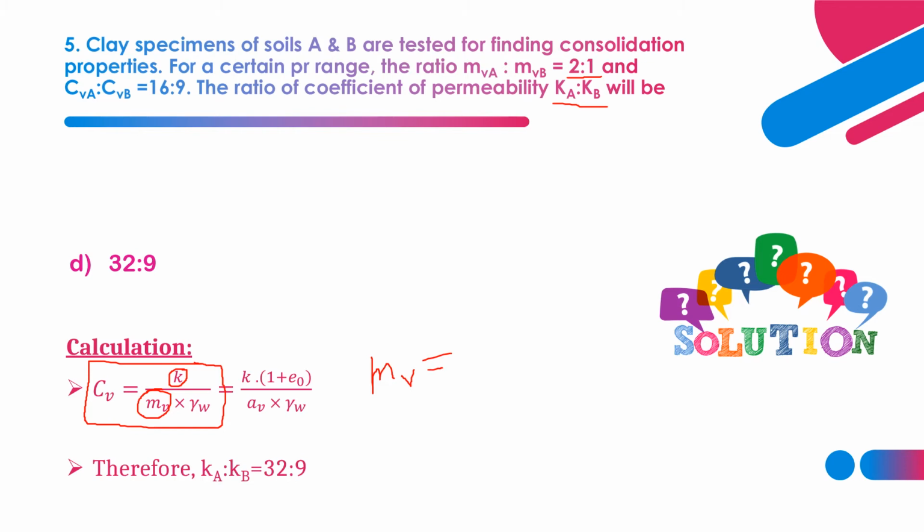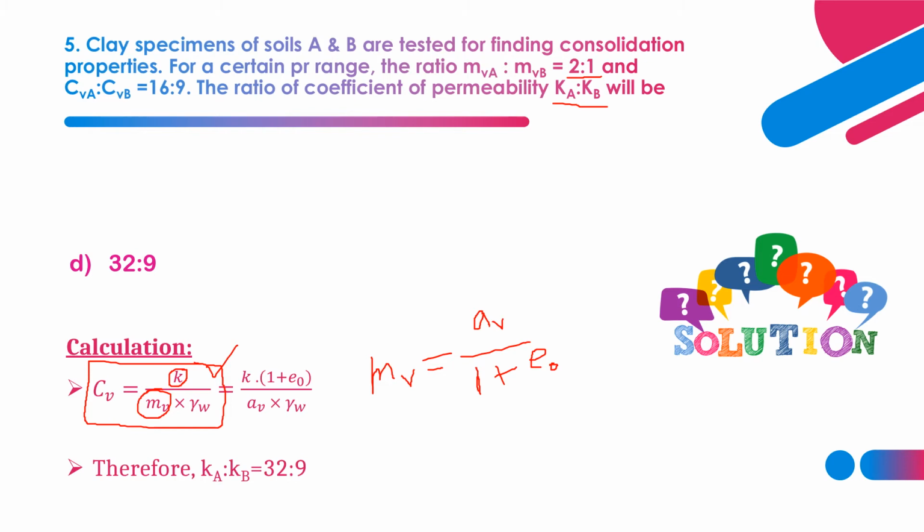Or we can say, how is MV related? It is related as AV, that is the coefficient of compressibility, divided by 1 plus the initial void ratio, or E naught. So this is how AV is also related with CV. Whether we can use this formula or that formula, for this question we have to use this formula only.